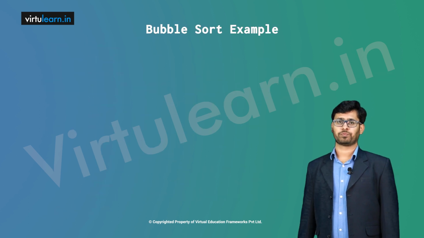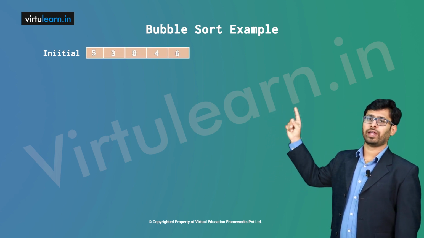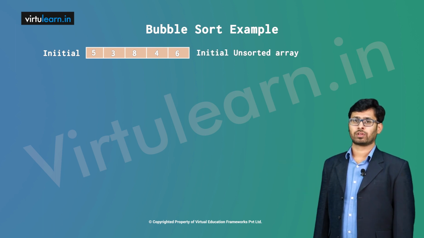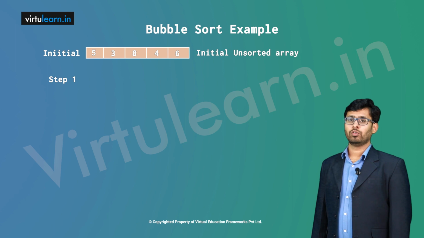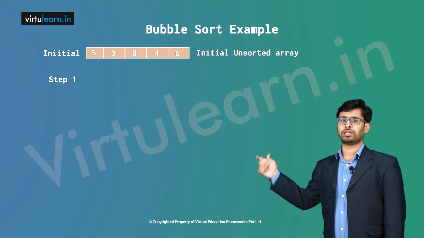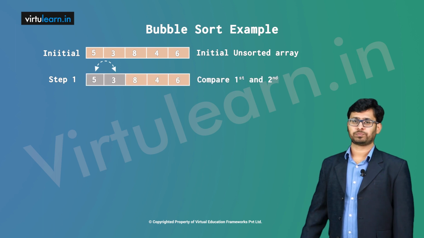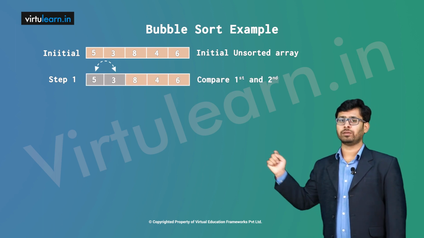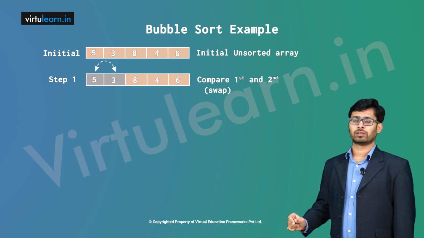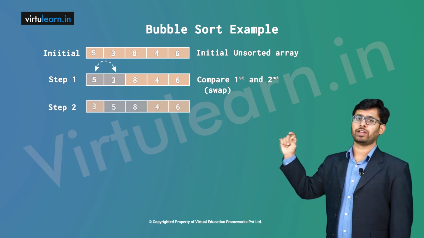Let us see one example for bubble sort. Initially there are elements 5, 3, 8, 4, 6 which are in the unsorted array. So what is step 1? We need to compare the first element and second element. In the given list, what is the first element? 5. What is the next element? 3. 5 comparing with 3. If 5 is greater than 3, then we need to swap it. After swapping, the elements in the next step will be 3, 5, 8, 4, 6.